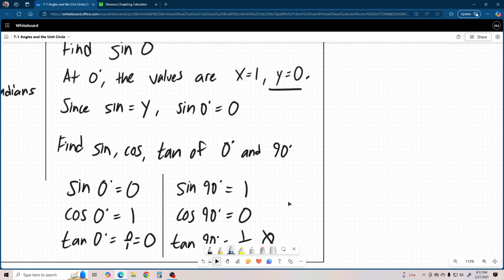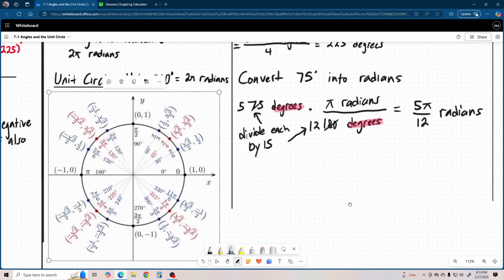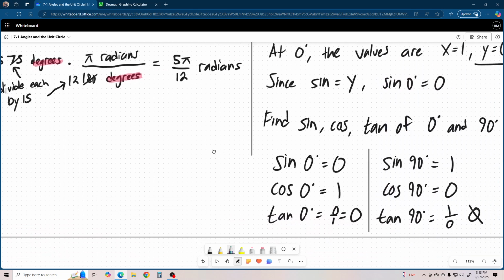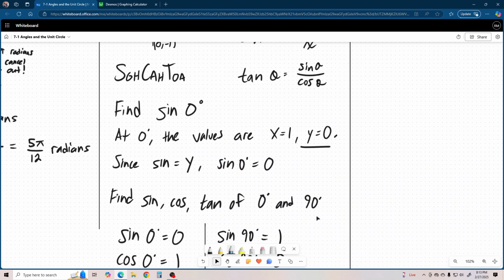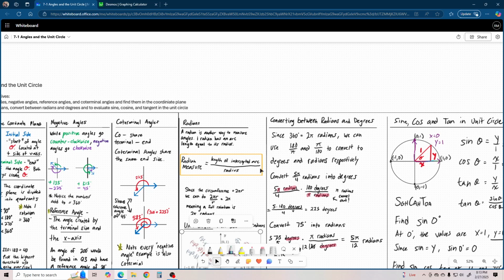Now, what I would strongly suggest that you do is, you can look off of this unit circle over here if you'd like, but if I were you, I would look at 180 degrees and 270 degrees and just see if you can find sine, cosine, and tangent of those as well. Because if you can start to get a feeling for how those work, it'll give you a nice head start on everything.